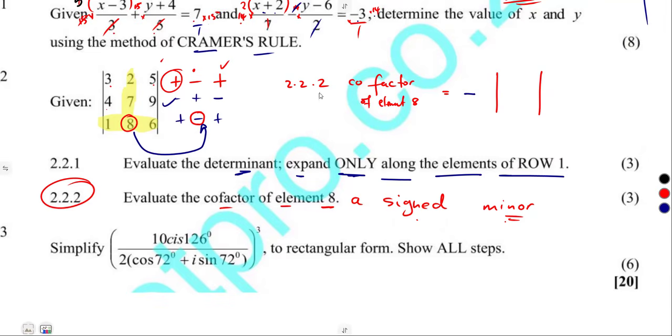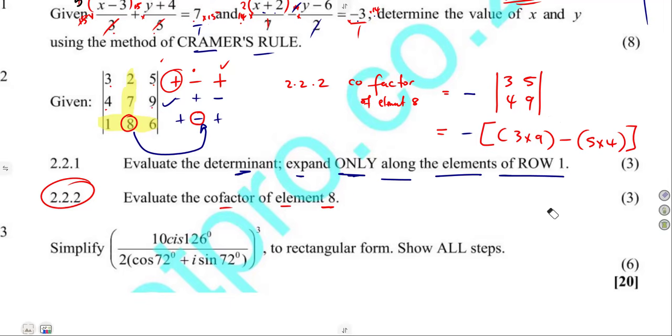That is 3, 5, 4, and 9. We determine the determinant from there. We now have a cofactor, assigned minor. So 3 times 9 minus 4 times 5, that is 5 times 4. So that's it. We have got our determinant. We have got our cofactor from there.